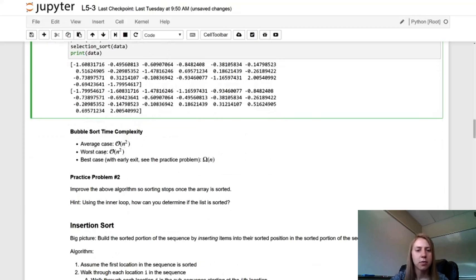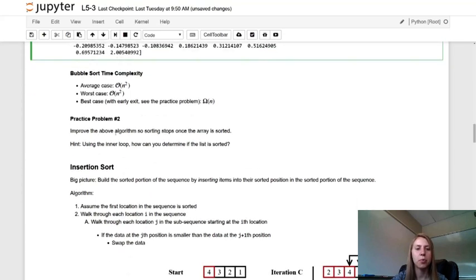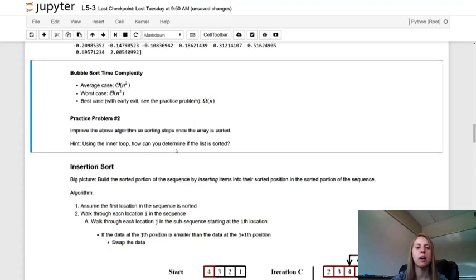Average case, worst case, n squared, and then best case is omega of n with early exit. So practice problem number 2 has you go through and figure out how to implement early exit for bubble sort. So we want to improve the algorithm so that sorting stops once the array is sorted. Now we have to walk through the list one time to find out if it's sorted or not. So that's where our n comes from here.